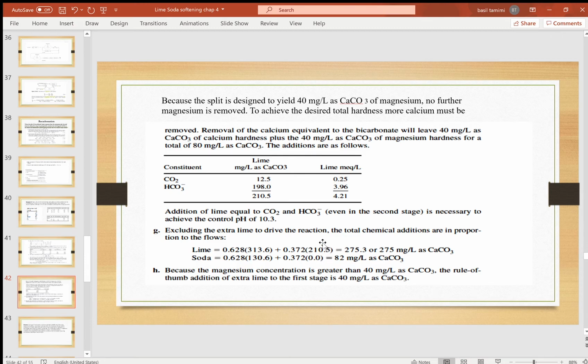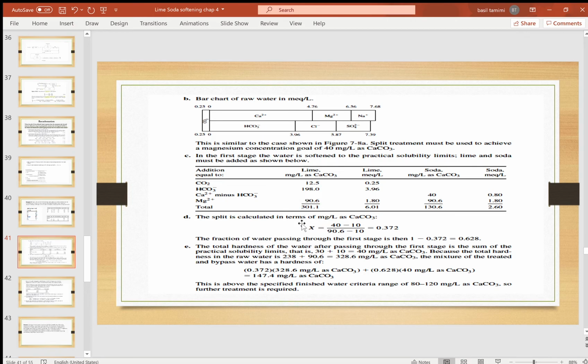Remember that this is the quantity of lime that should be added just to raise the pH and to convert HCO3 to CO3 minus 2. This has to be done even in the untreated part. We're not removing calcium, we're not removing magnesium, we're just adjusting the pH and converting the HCO3 minus to CO3 minus 2. So please keep in mind that this amount of lime is also needed even in the untreated part, but with a percentage of 37.2. So the total lime that should be added is 275 milligram for every liter instead of 301.1 for the whole removal, for the excess lime process.